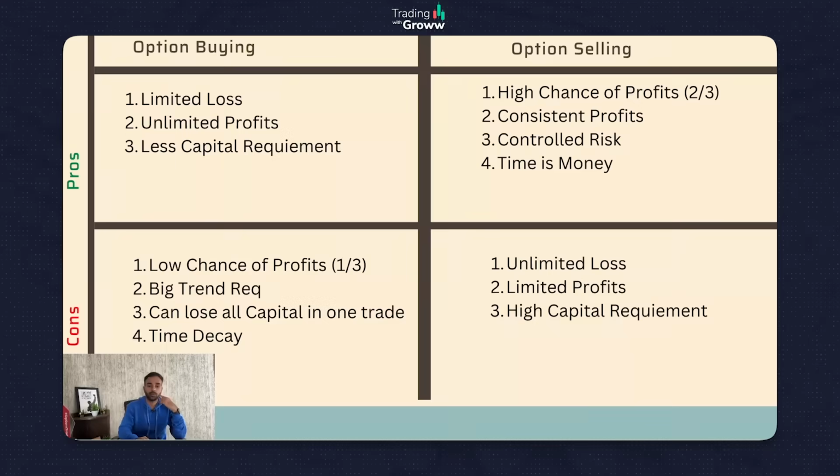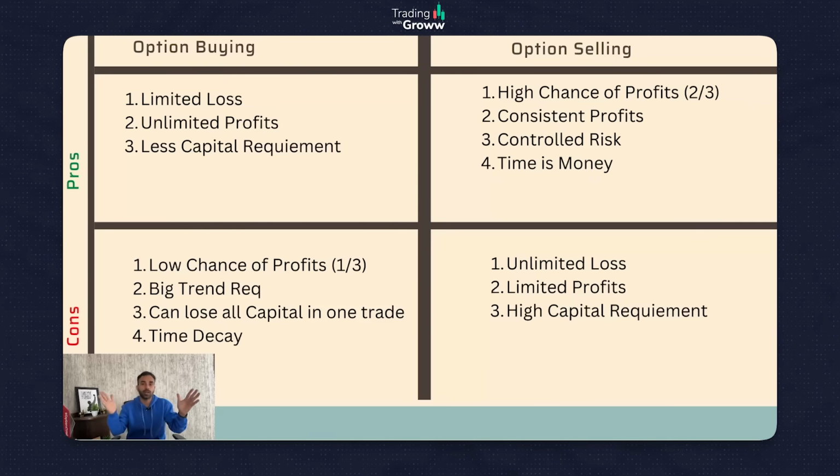And the second thing, the reason most people choose option selling is because of the consistency of profits. All you have to do with respect to option selling is you just don't need to figure out where the market is going to go. You just need to figure out where the market is not going to go.